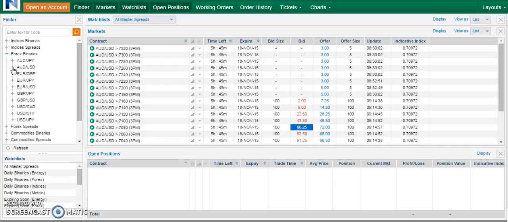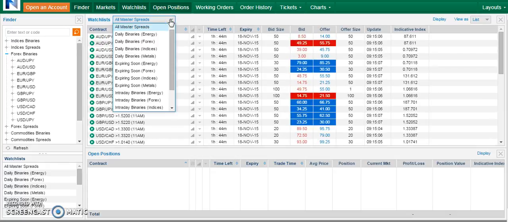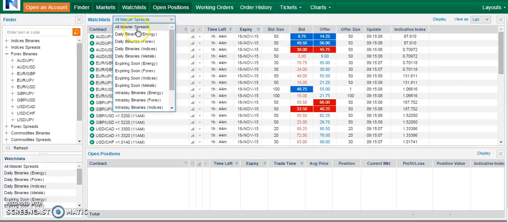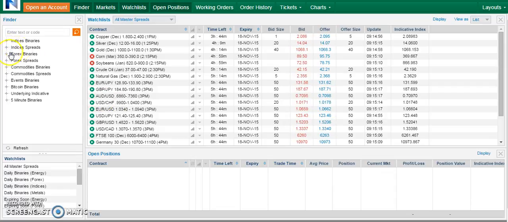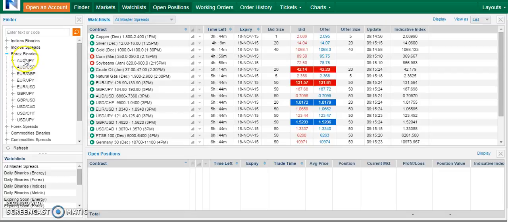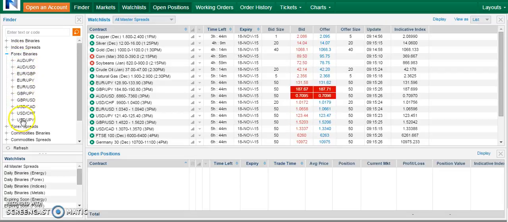When you first log into your demo account, you're going to see this right here. Actually, it's going to look like this when you first log in, and it's going to show all master spreads. What we're going to be interested in is over here, and it will look like this. You want to go over here to Forex binaries. Just click on it. And these will be the pairs that are offered for binary options.